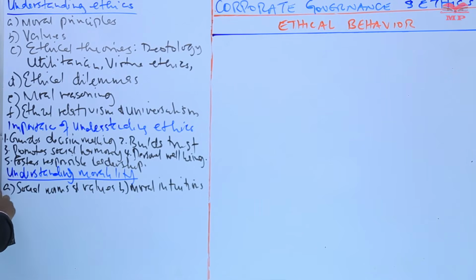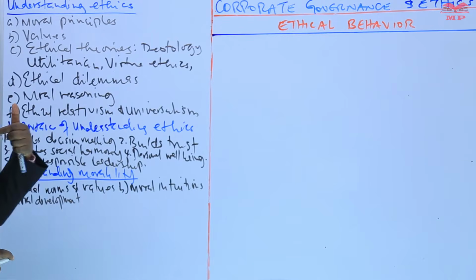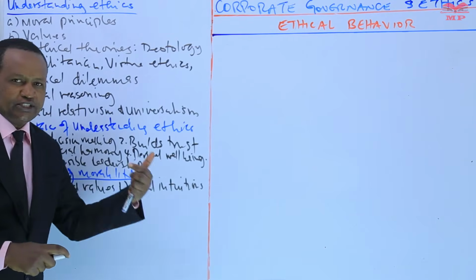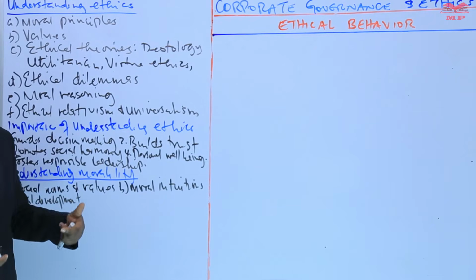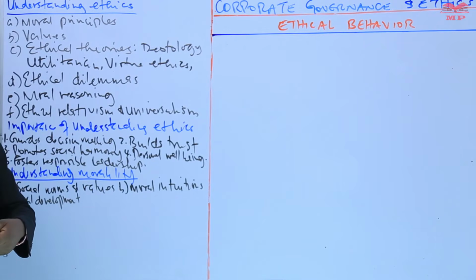Then three, we have moral development. Moral development is the process through which individuals acquire and refine their moral reasoning and decision-making skills. It is a process that individuals go through to acquire and refine their moral judgment and reasoning and also their skill of decision-making. This process often begins in childhood and continues through adulthood as individuals encounter new challenges and experiences that shape their moral beliefs and values.